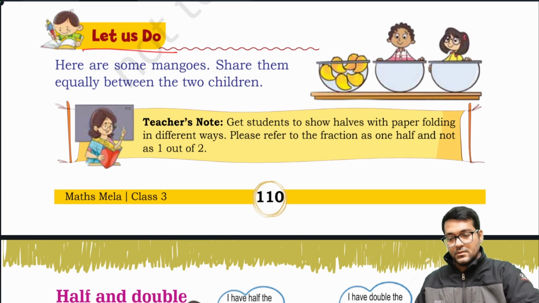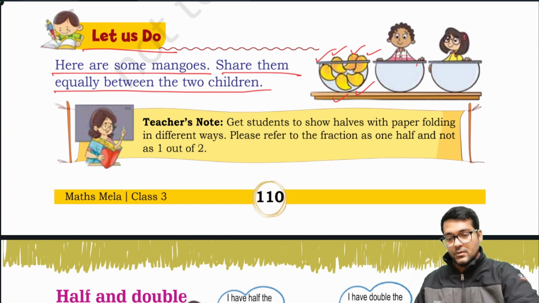Let us do. Here are some mangoes. Share them equally between the two children. You can see there are 1, 2, 3, 4, 5, 6 mangoes. One can be given to this boy and another to the girl. That means 6 minus 2, 4 will remain.